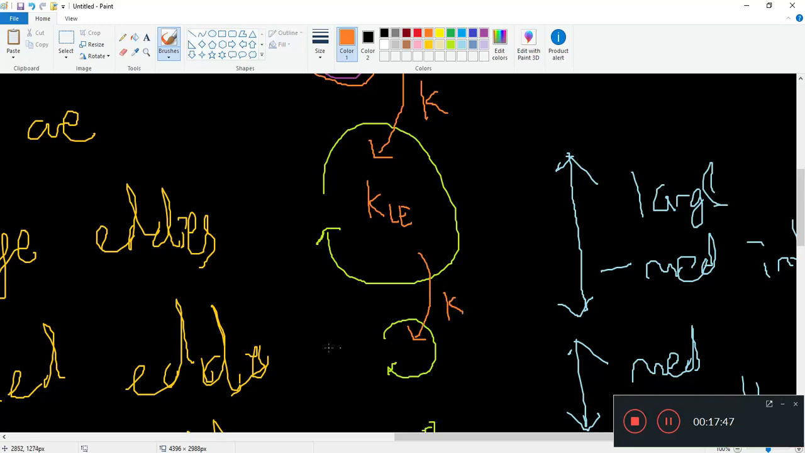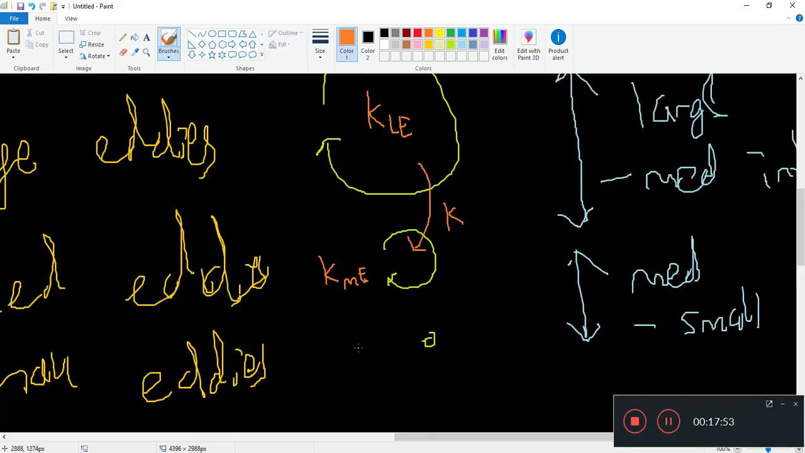So these medium eddies will also have some kinetic energy. And likewise, medium eddies can pass on their kinetic energy to the small eddies. Okay? Hopefully that's clear.